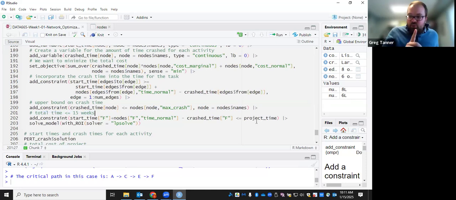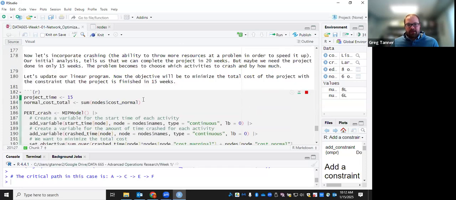Now, this is the case when there's one final activity. If there were multiple final activities, you'd have that all of those final activities are finished before that project time. And so you might have a couple of these final constraints if you wanted to. You could also create an extra activity that had no time itself, and have a start time for that activity that catches that, and just then constrain that to be less than or equal to the project time. Okay. And then that's essentially the formulation for the PERT model with crashing. And so let's go ahead and run that.